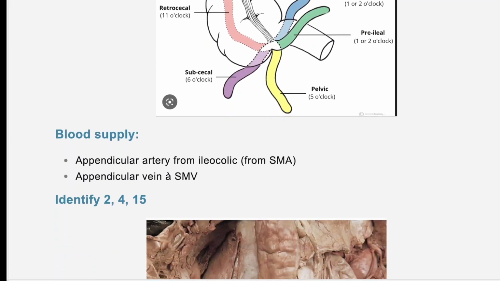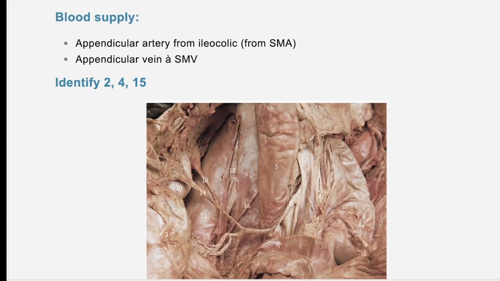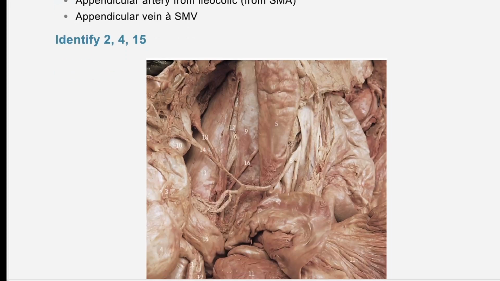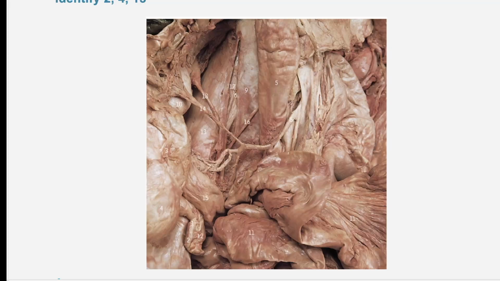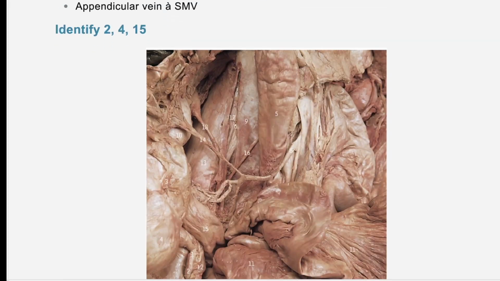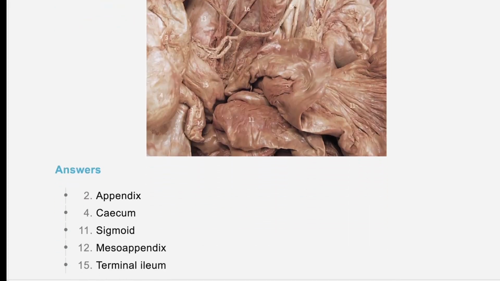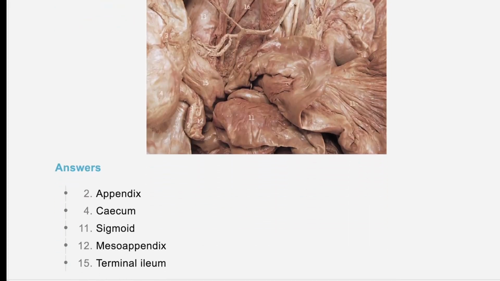Let's identify 2, 4, and 15. So basically, 4 is the cecum, 2 is the appendix, and 15 is the terminal ileum. Maybe 11 is the sigmoid colon. Also, 3 is the ascending colon. 12 is the mesoappendix, and we said 15 as well.